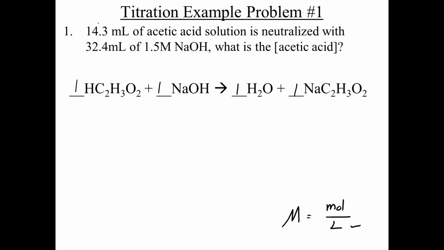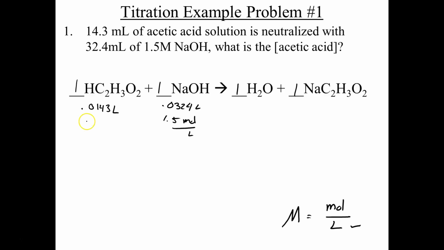Okay, so with this data up here, just like when I taught stoichiometry, let's write it in where it goes in the chemical equation. So 14.3 milliliters of acetic acid is 0.0143 liters. And my sodium hydroxide is 0.0324 liters, and it's 1.5 molar. Now I unpack that here, because 1.5 molar is 1.5 moles per liter. So I'm going to use that conversion factor when I solve this.